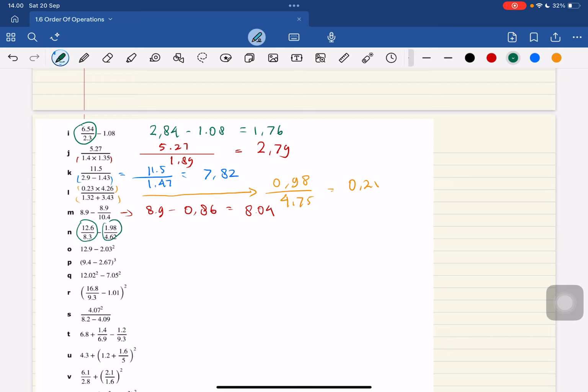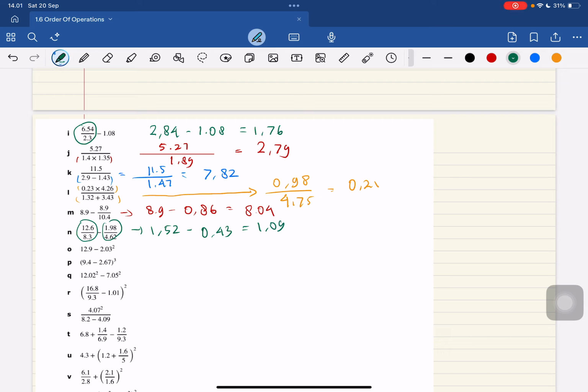So first, okay, let's write it 12.6 divided by 8.3. So this is going to be 1.52 minus 1.98 divided by 4.62, which is 0.43. So let's proceed. 1.52 minus 0.43, after we corrected to two decimal places, the answer is 1.09.